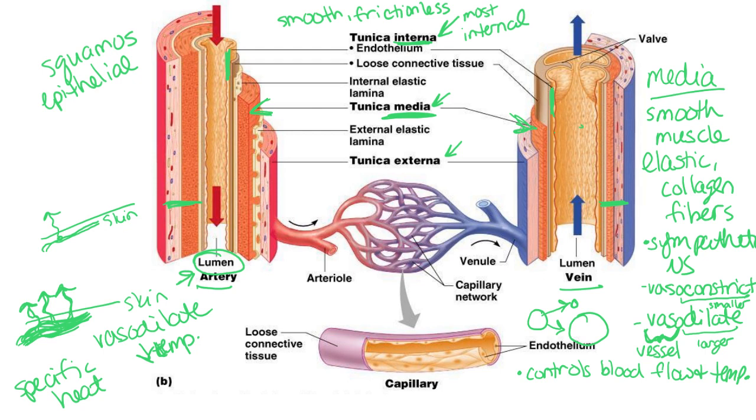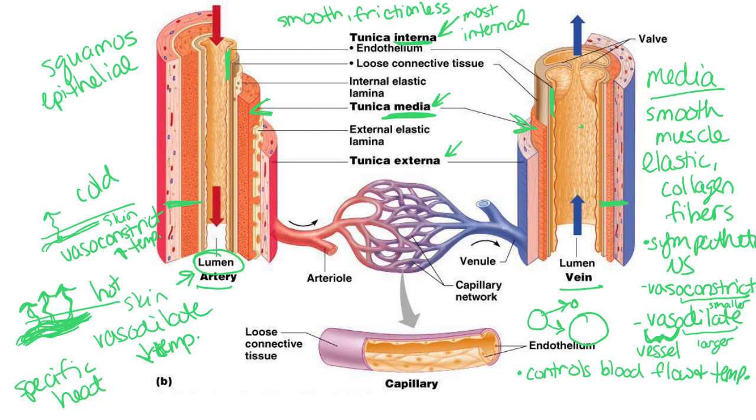So when it's cold, the vessels in the skin will vasoconstrict, trying to bring body temperature up, trying to maintain that core body temperature. All of that's going to come from that tunica media because that's the muscle control. So arteries and veins both have a tunica media, smooth muscle, elastic and collagen fibers controlled by the sympathetic nervous system. That'll help determine vasoconstriction and vasodilation, which can influence body temperature.